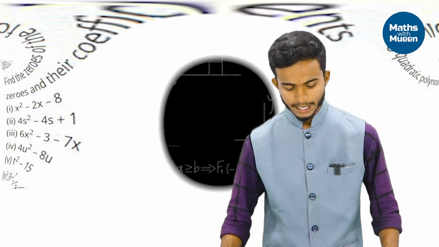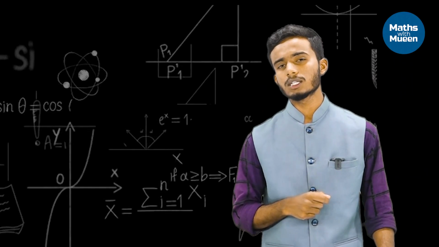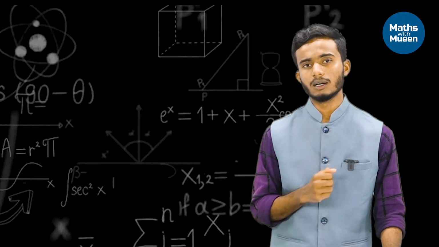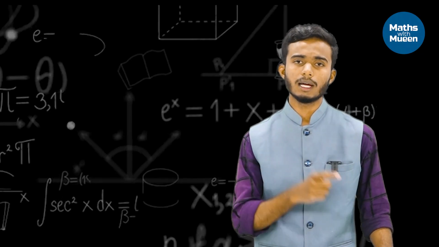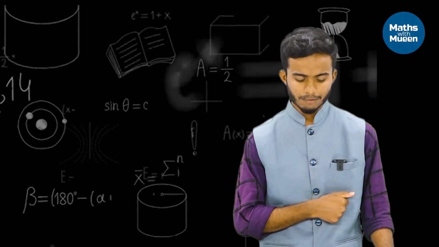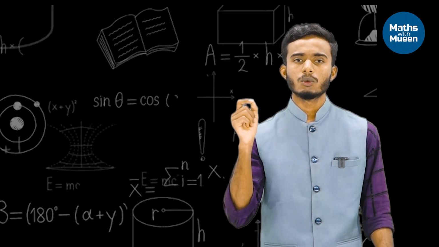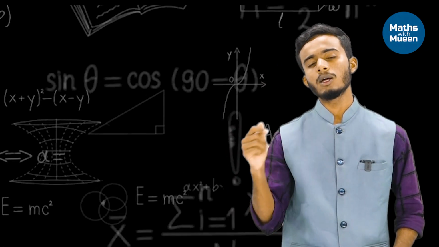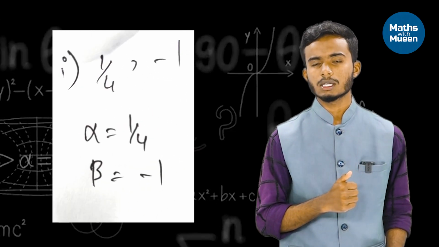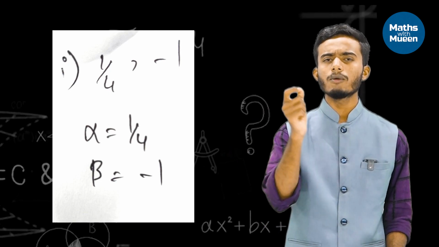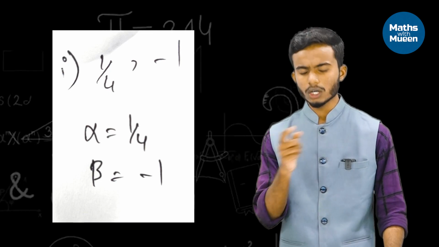Okay, now coming to the second main type, that is, they have only given the zeros of the polynomial, and now you have to construct the polynomial. You have to find the polynomial when they have given the zeros. That is, in question number one, they have given 1 by 4 comma minus 1. 1 by 4 and minus 1 are the sum of the zeros and the product of the zeros. Yes or no? They have given the sum and product of the zeros of the polynomial as 1 by 4 comma minus 1.